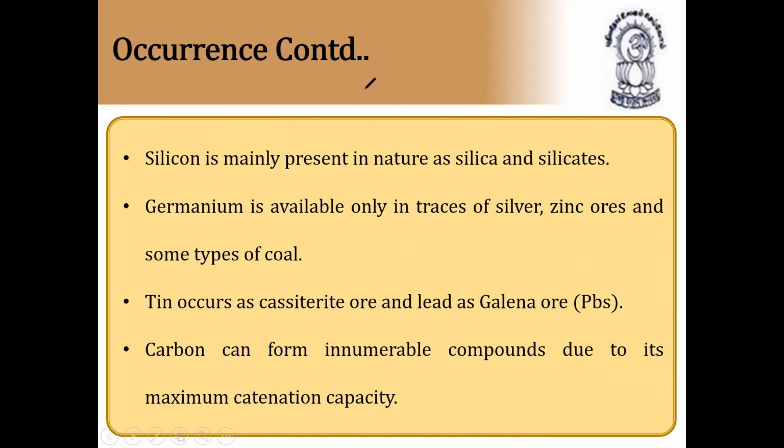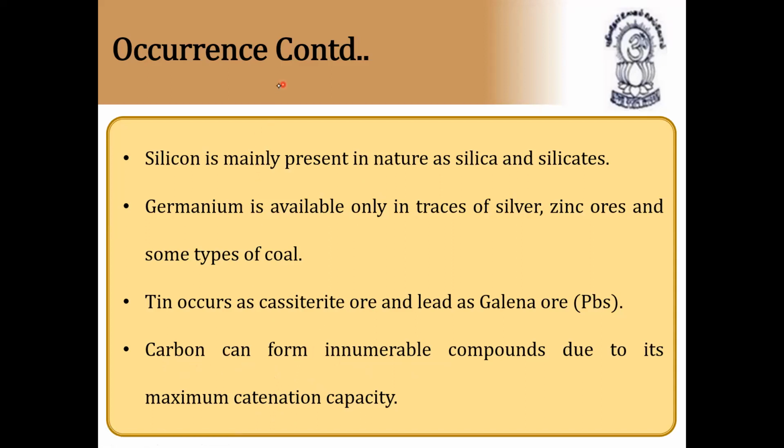Out of all the elements in the periodic table, which has maximum catenation capacity? What is catenation capacity? The tendency of forming long straight chains, branched chains, or ring structures is called catenation. Maximum catenation capacity is for carbon, second is for silicon. In the entire periodic table, catenation is present only for carbon and silicon. Carbon will form millions and millions of compounds, whereas silicon will form a limited number of compounds.